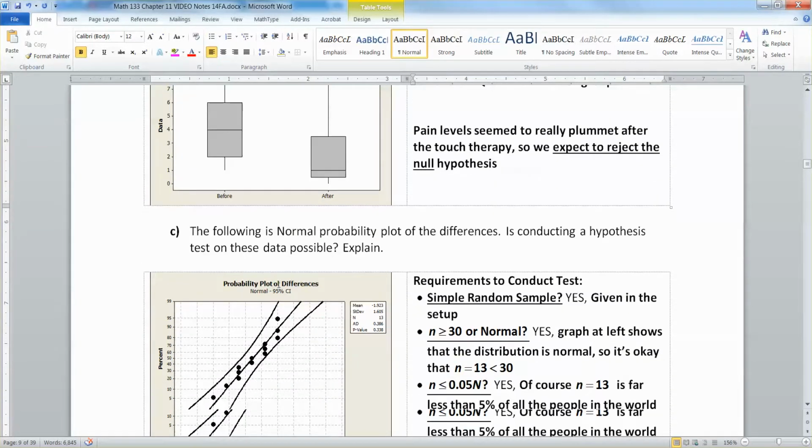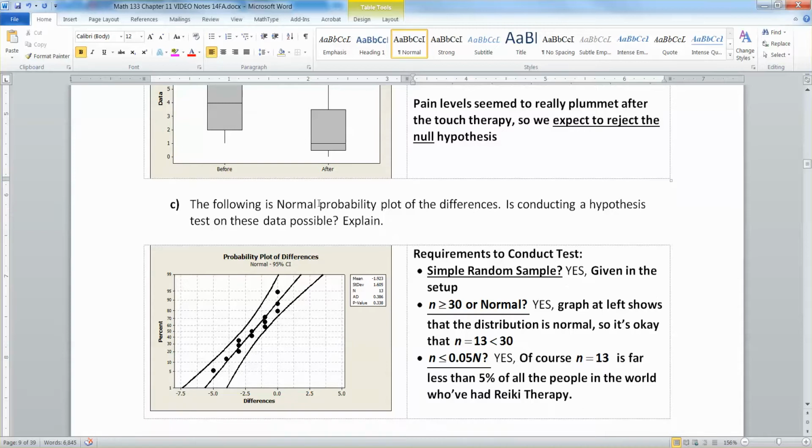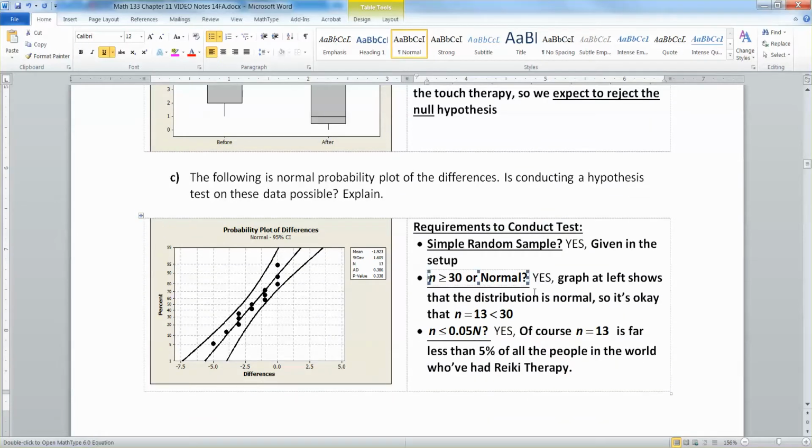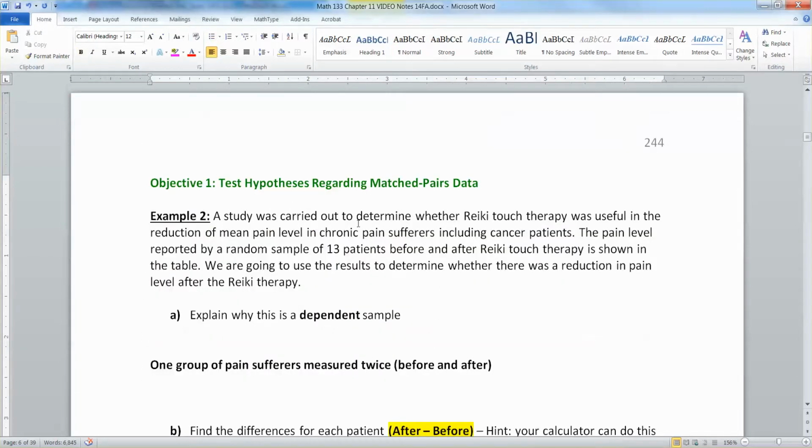All right, next. They gave us the following normal probability plot of the differences. Is conducting a hypothesis test on these data possible? Explain. Let me remind you, when we're doing this, we really want to talk about all 3 requirements. They're just giving us a graph for one of them. The first requirement was, is it a simple random sample? Answer, yes. It was given in the setup of the problem. Let me flip back to the page. Here's the problem. They say right here it's a random sample. Since it's a random sample, that means we have a simple random sample.